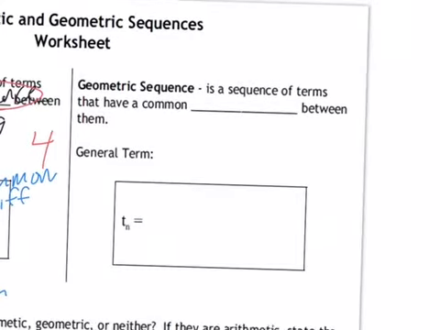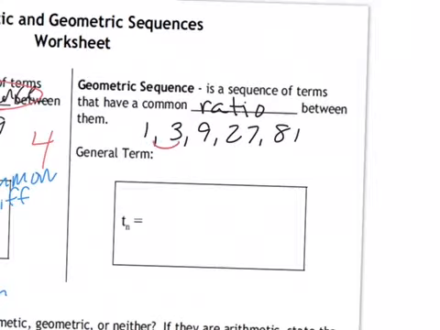Next, we have geometric sequences. A geometric sequence is a sequence of terms that have a common ratio between them. A real simple one might be 1, 3, 9, 27, 81. Each step is times 3, times 3, times 3, times 3. It's got a common ratio of 3, because for each one you're multiplying by 3.